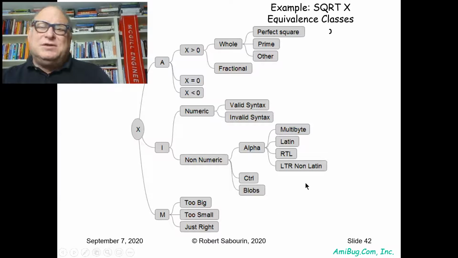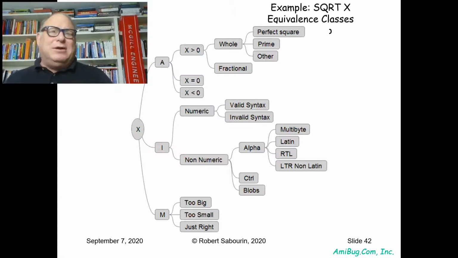So these are just examples of partitioning non-numeric. We can break that down any way we like. It's our choice how far we break it down. You could just leave it at non-numeric, in which case you take an arbitrary non-numeric value and try it, or you could break it down to the types of non-numeric. It's a question of how much you want to dive into this analysis. Of course, you can go deeper and deeper depending on your partitioning. And so that's the I classes.